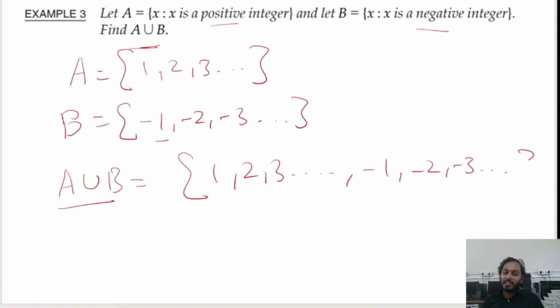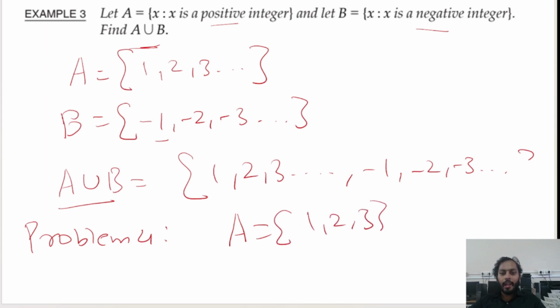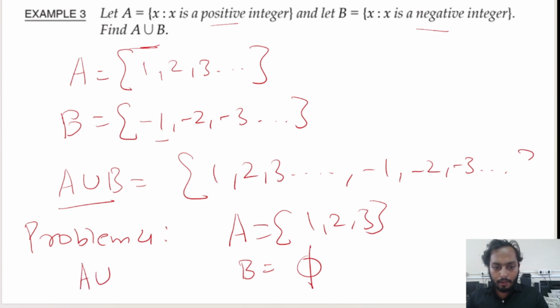Can I give you one last problem just for fun? If I have set A, let's say 1, 2, 3, and I have set B, let's take the empty set. I hope you know the meaning of empty sets. In the last lecture we did this. Now my question is, can you tell me the answer of A union B, A union empty set, A union phi? What would be the answer?